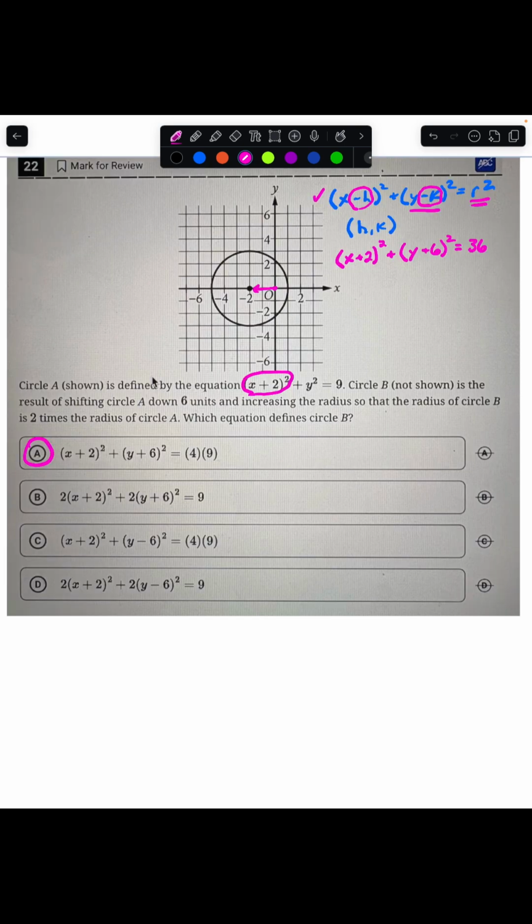I will emphasize this equation for a circle is not on the reference sheet, so that's something we need to come into the exam armed with.